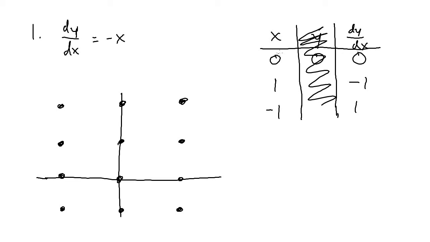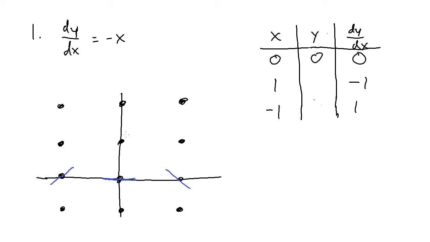At the x value of 0, the slope is going to be 0, since dy/dx is 0. So at the x value of 0, we're going to draw a line with a slope of 0. At the x value of 1, dy/dx is negative 1, so it's going to have a slope of negative 1. And then at the x value of negative 1, the slope is 1.